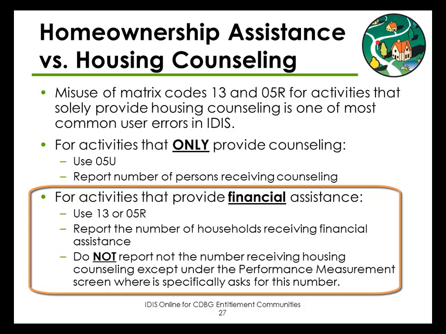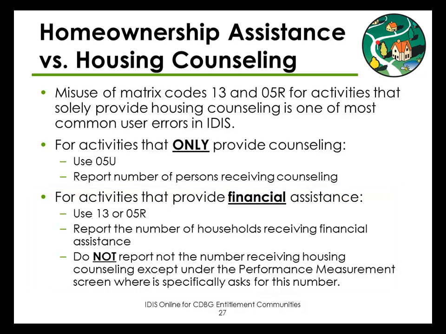If you have an activity that provides both financial assistance and housing counseling, you can report both uses as 13 or 05R, but when it comes to reporting, you'll only report the number of households receiving financial assistance. There will be a separate performance measurement screen where you can report the number of households that receive housing counseling.